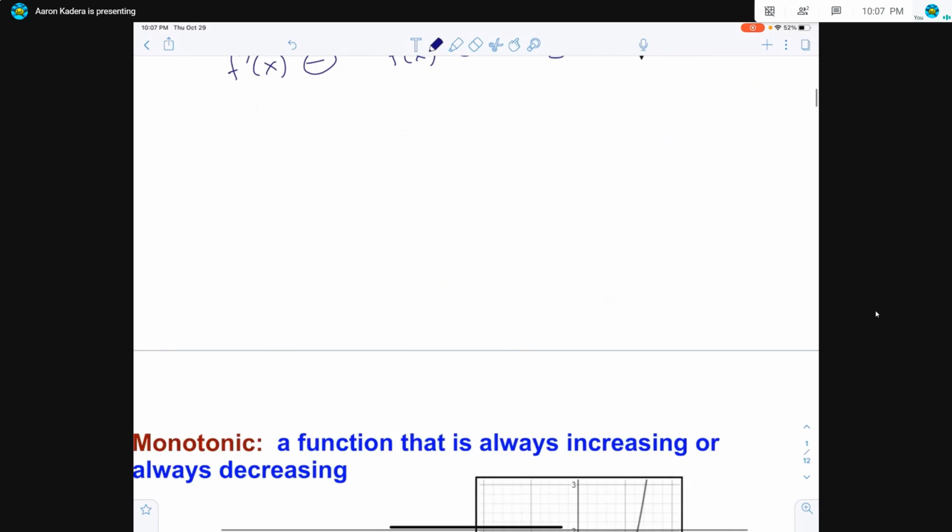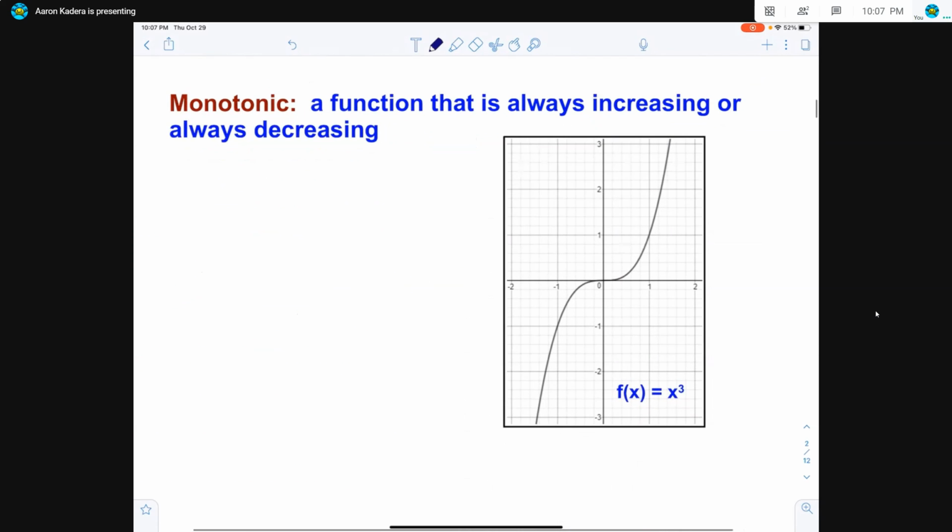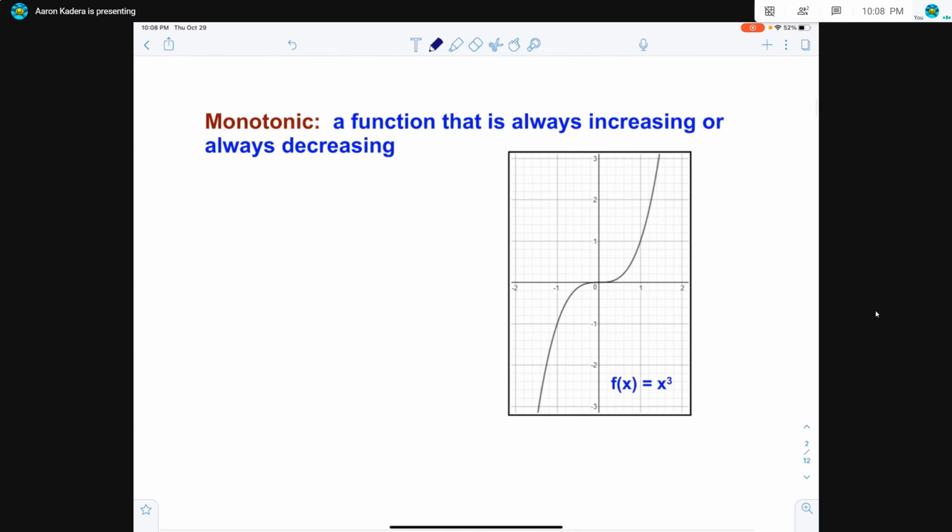Before I move on here, I just want to throw out one random vocab word, monotonic, which means a function that is always increasing or always decreasing, so it doesn't change direction vertically. You may see it, you may not, but it's important to know that word should it come up. I've seen it on a few AP exams.